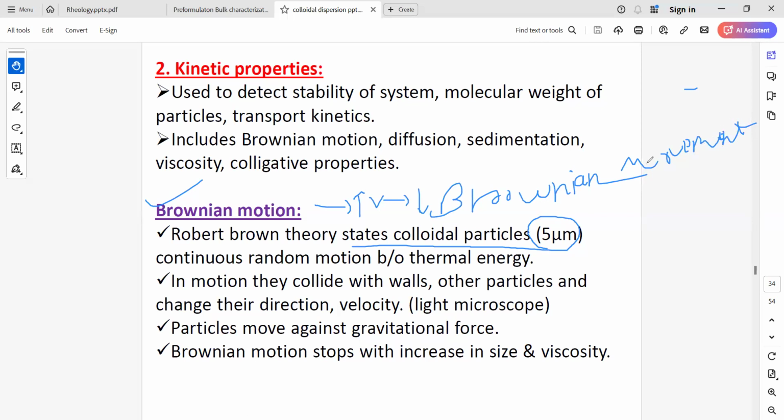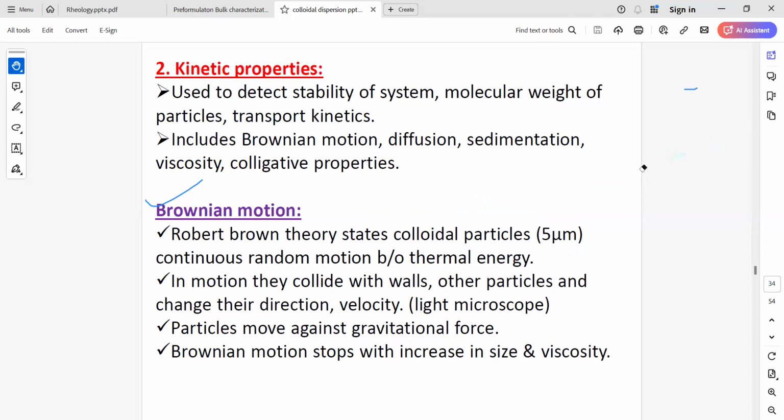So it will decrease the Brownian movement as you increase the viscosity, because the Brownian movement may lead to the problem of an increase in the particle size. Because of the Brownian movement, aggregation is more favorable. So that's why it is important to add a viscosity modifier. Remember this also. Here they mention some kinetic properties, which are Brownian movement, diffusion, sedimentation, viscosity, and colligative properties.